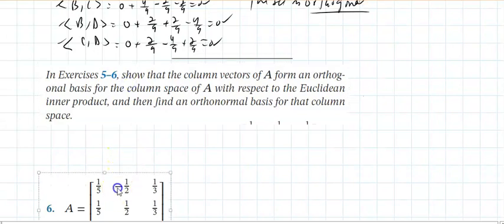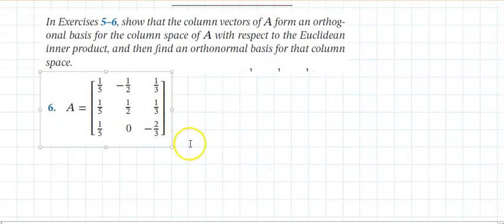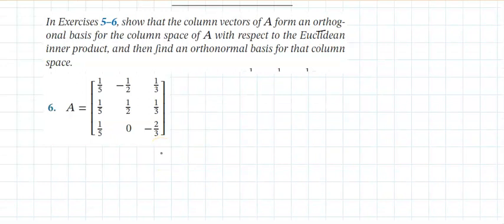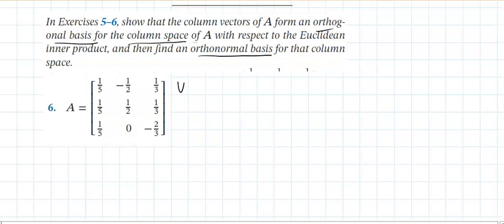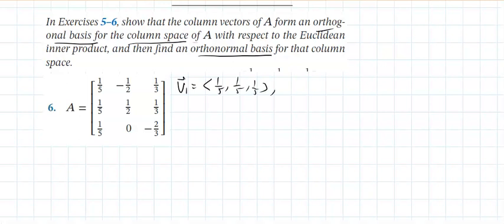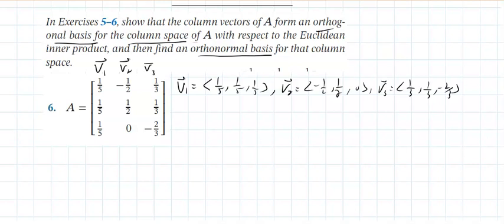Number 6, show that the column vectors of A form an orthogonal basis for the column space of A with respect to the Euclidean inner product, and then find an orthonormal basis for the column space. Well, let's see how we're going to do that. V sub 1 would be 1/5, 1/5, 1/5. V sub 2 would be the second column, and the third would be 1/3, 1/3, negative 2/3. Basically, that's what we're doing.